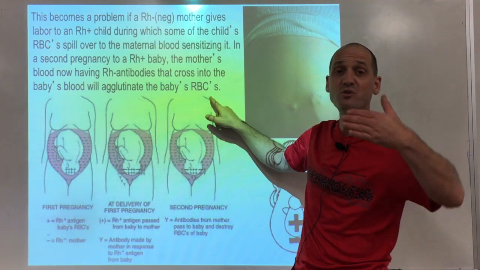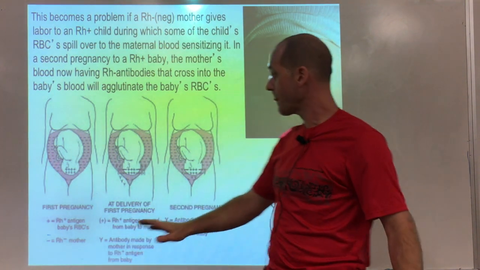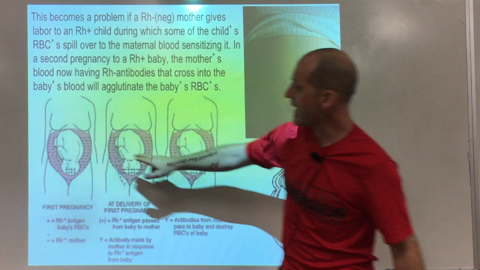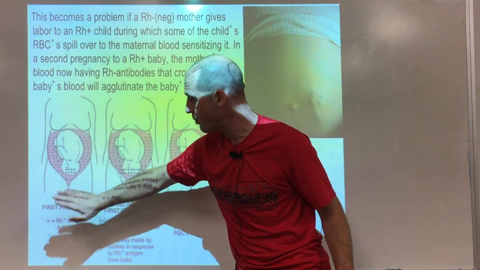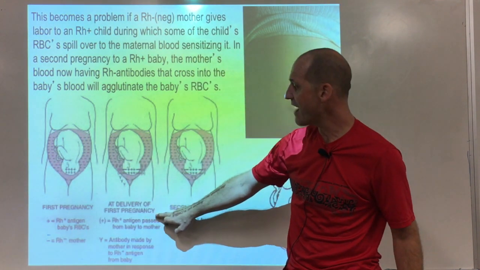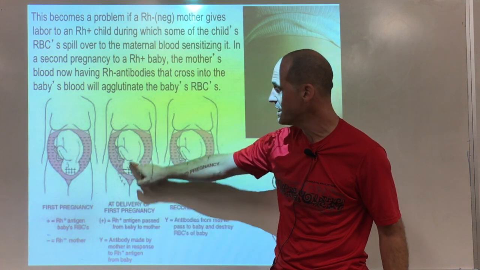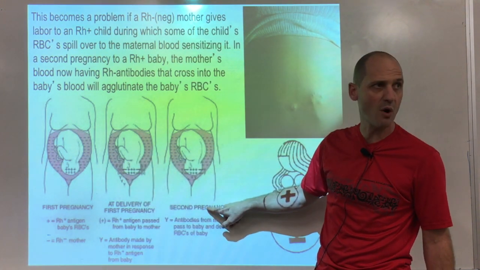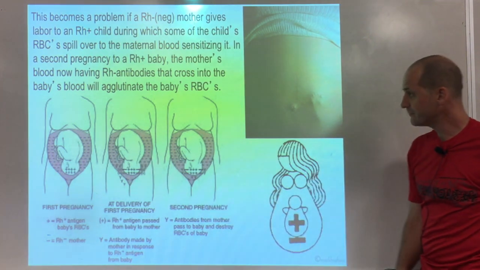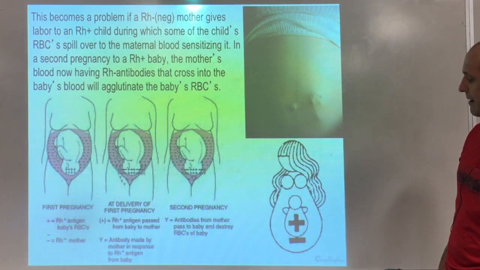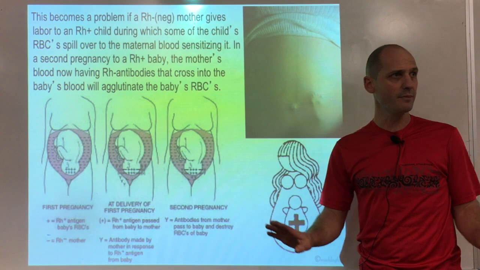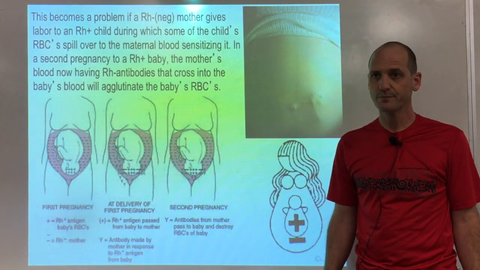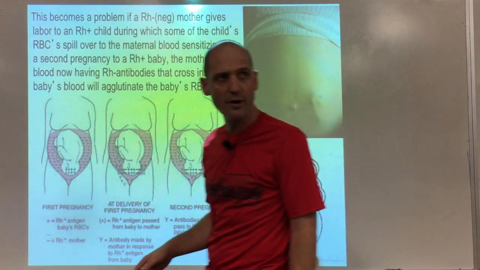So the mom's first child, no problem. Mom's negative, baby's positive. First child, no problem. But during the pregnancy, it spills over a little bit. She makes antibodies, and in the second pregnancy there's a problem. And that's where they give them RhoGAM. So that's not a problem. But that's the big deal about the RH.